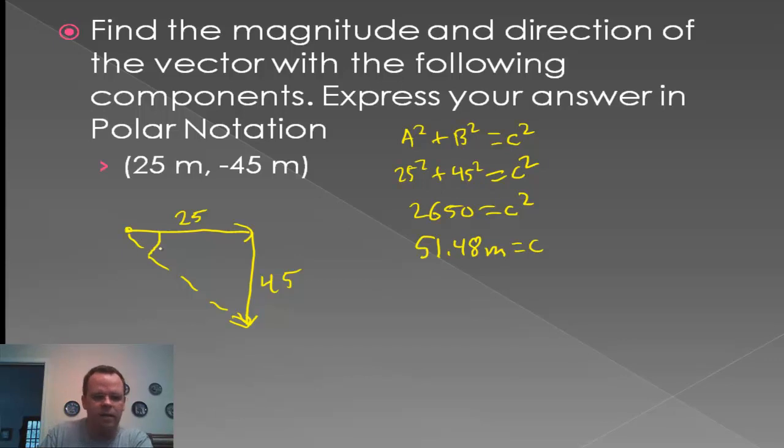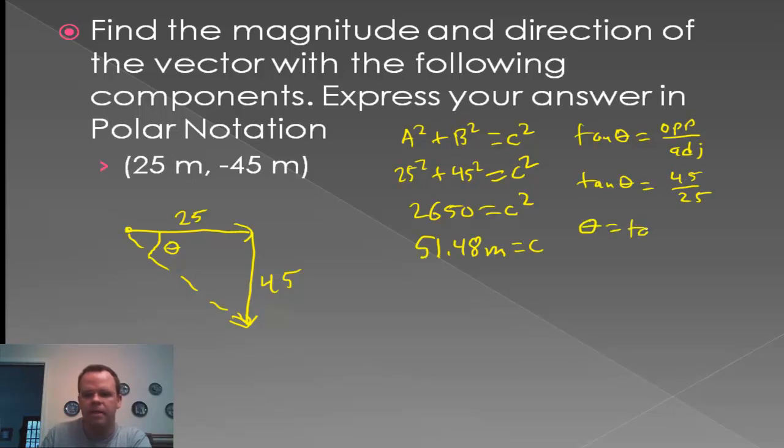Now I'm going to find the angle in here. So tangent of the angle equals the opposite over the adjacent. So the tangent of my angle equals 45 over 25. So my angle is the inverse tangent of 45 over 25. Comes out to 60.94, but I'll round it to 61 degrees.